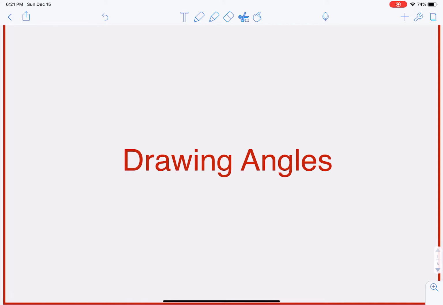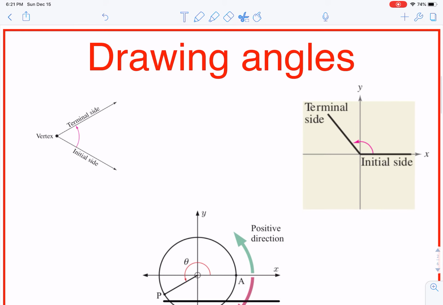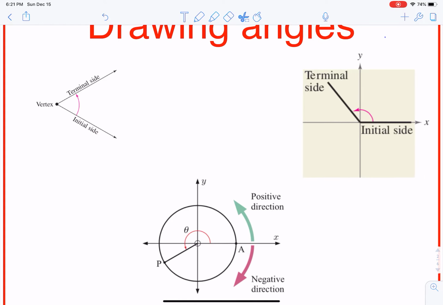So now that we have algebraically gone back and forth between degrees and radians from our last video lesson, now we can talk about drawing those angles and what they look like, and how we'll use the coordinate plane and a circle. But before we begin, I just want to go over a few vocab words with you.